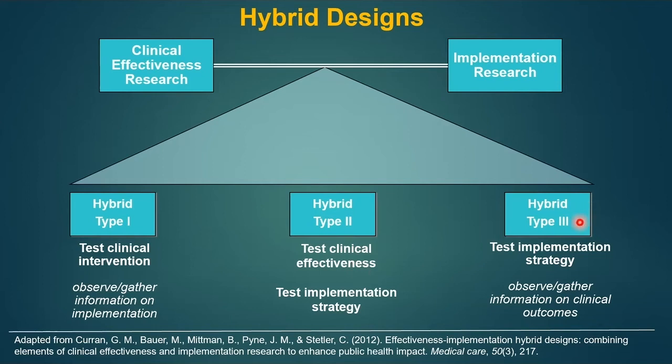But if it was a hybrid design type 3, Better Birth would have said, we're powered to increase uptake of the safe childbirth checklist from 0 to 90%. That's what we're powered for, but we're also going to look at maternal and 7-day child mortality as a secondary endpoint. That would be a hybrid design type 3. And a hybrid design type 1 is the closest to an effectiveness trial. In a hybrid design type 1, we would emphasize and power the study for, say, maternal mortality, and then the uptake of the safe childbirth checklist would be a secondary outcome.